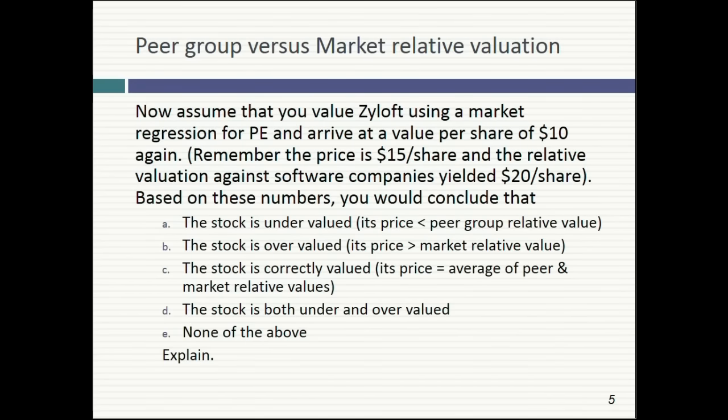And finally, let's think about how you price companies. You price them based on comparables, right? Today, we're going to actually talk about expanding our list of comparables beyond just the peer group. So let's assume that when I price Zyloft using the software companies, I come up with one number, and then I price it against the entire market. Remember, I can pick comparables as the entire market. I come up with a pricing of $10 per share. So based against other software companies, it should be priced at 20. Based against the entire market, it should be priced at 10. So pricing here is giving me two different signals.